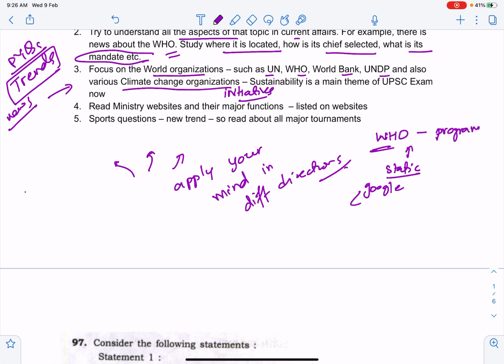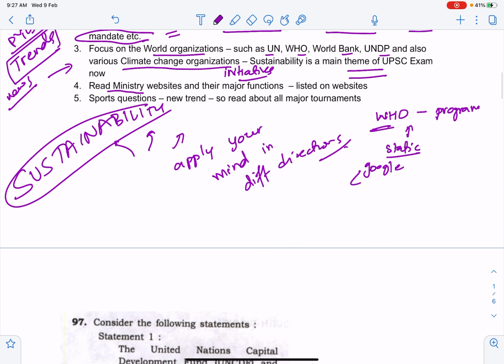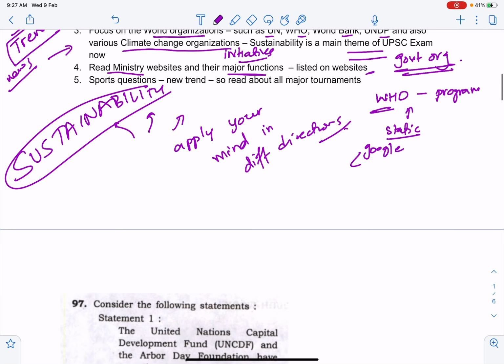Sustainability has become a main theme of UPSC in the last few years. So study that for sure. Read the ministry websites and their major functions on their websites. Read everything possible. Not everything is possible, but read as much as possible about all the government organizations through their websites. And also recently I've seen they are asking sports questions. So this might be a new trend. So read about all the major tournaments. Not hard. There are only 20 odd major tournaments in the world every year.